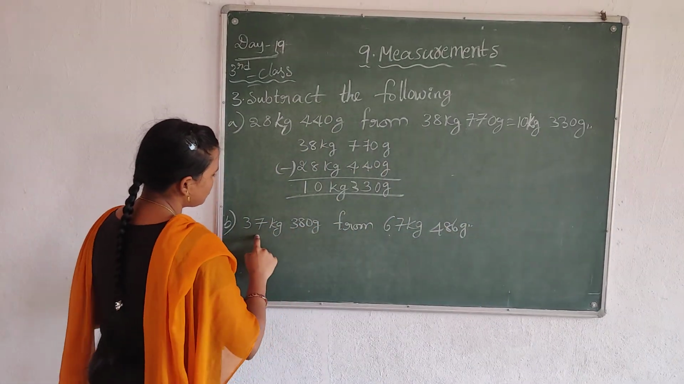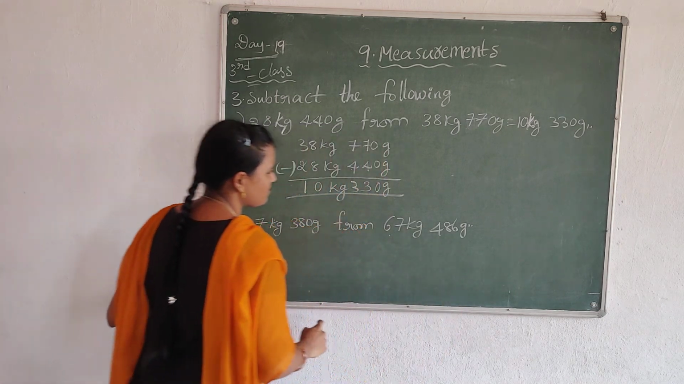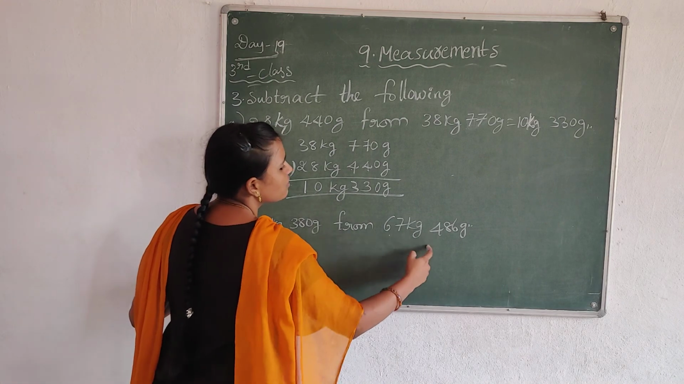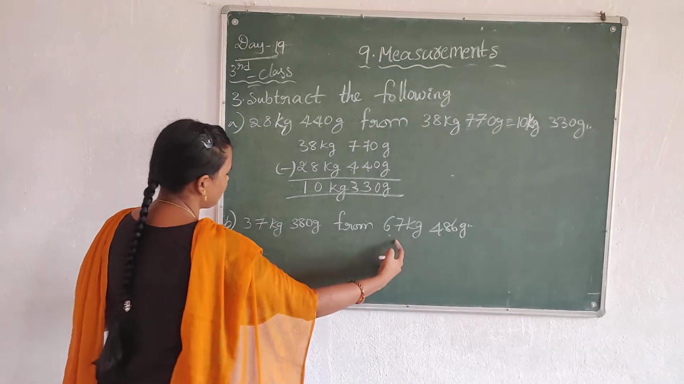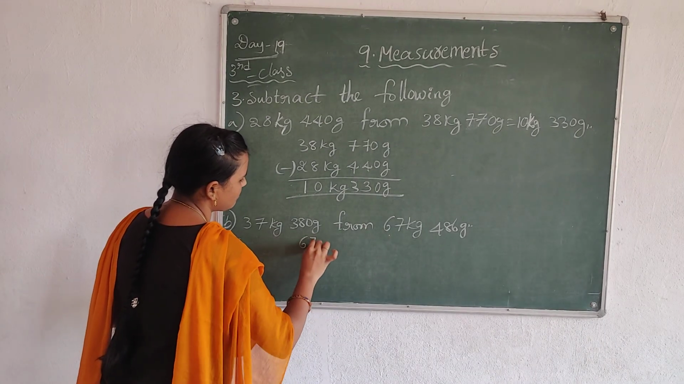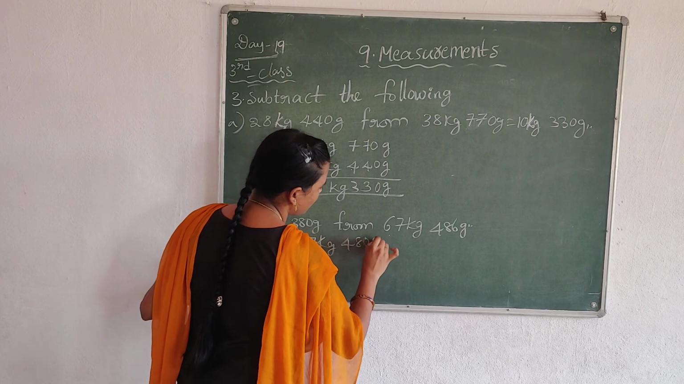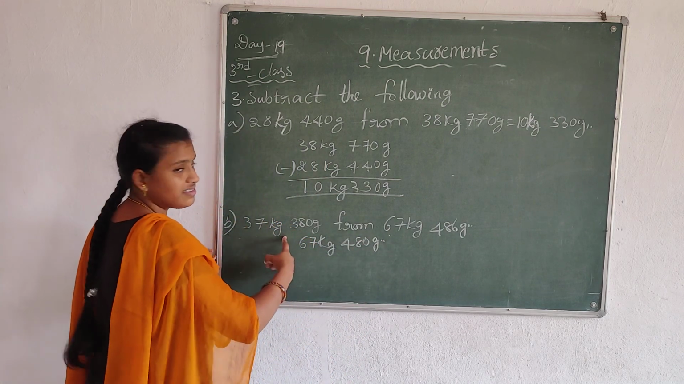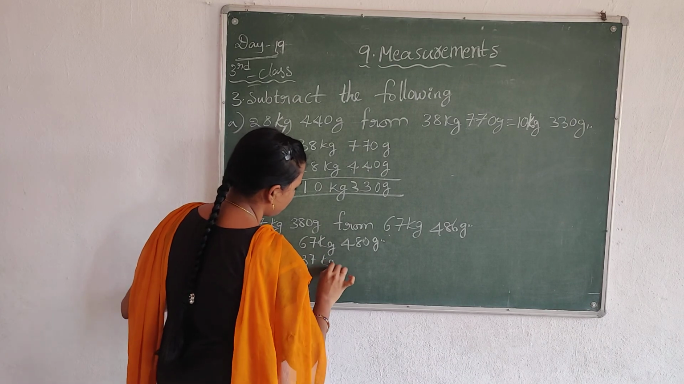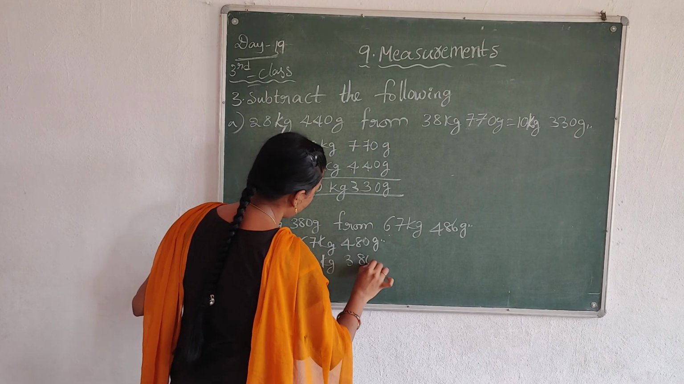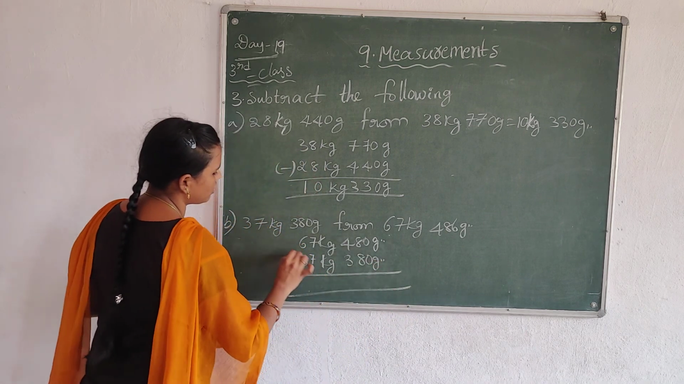Let's see here, 37 kgs 380 grams from 67 kgs 480 grams. See here which is big, 37 or 67? 67 is big. So take 67 kgs 480 grams. Okay, let's take this number down, 37 kgs 380 grams.